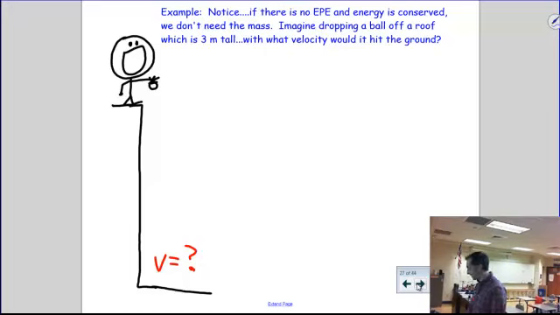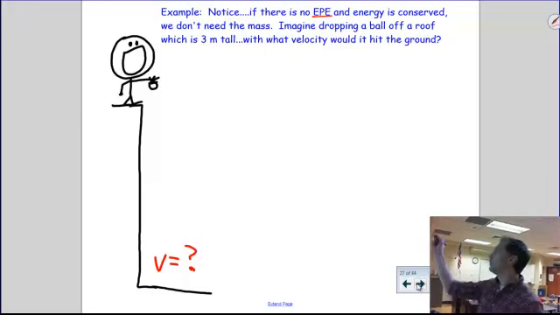One other thing to be aware of here is this. If there's no elastic potential energy and your energy is being conserved, then you don't need the mass. So in this example, it says, imagine dropping a ball off of a roof that's 3 meters tall. With what velocity would it hit the ground?